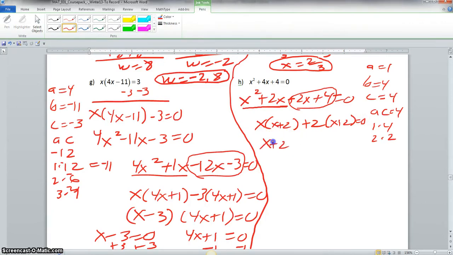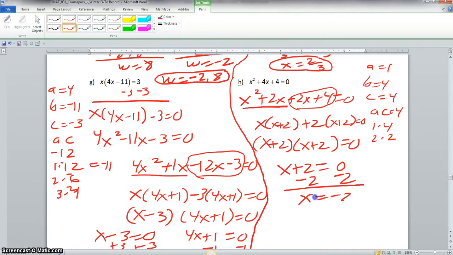So we have x plus 2 times x plus 2 and that equals 0. Now, since these are the same, we could just set one parenthesis equal to 0. So we have x plus 2 equals 0. We'll subtract 2 on both sides, and x is negative 2. And that's the answer.